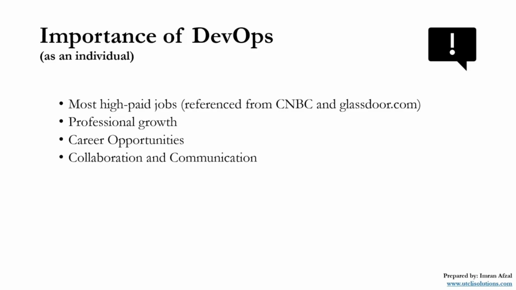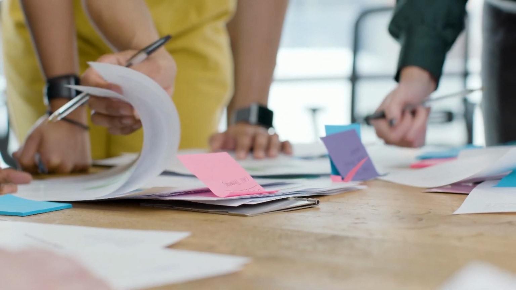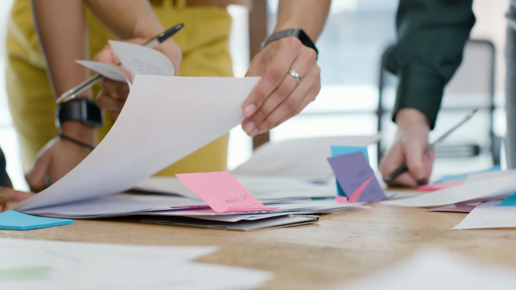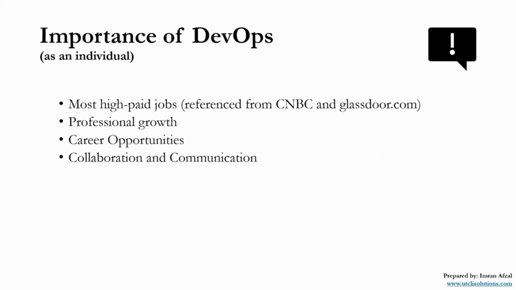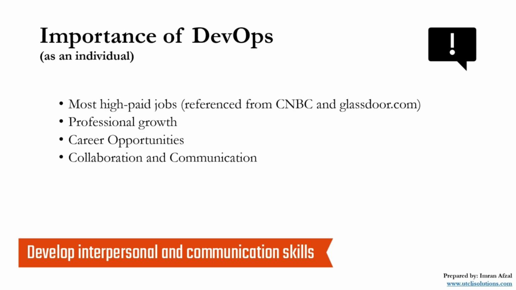Then collaboration and communication. So we know DevOps is all about collaboration. So it requires a high level of collaboration and communication. Now that allows individuals to work closely with other teams and stakeholders, which can help them develop important interpersonal and communication skills. Yes, when you're working together with other teams, and communication is the key, then you will learn so much about business communication, how to communicate in a very professional manner with other teams.